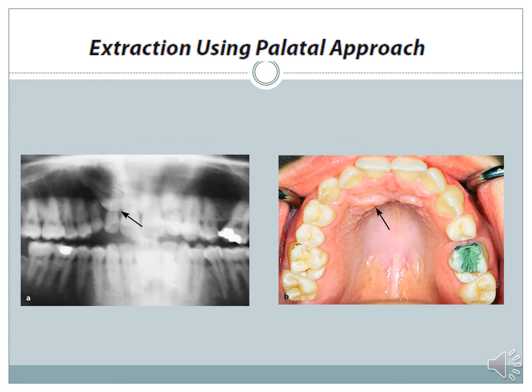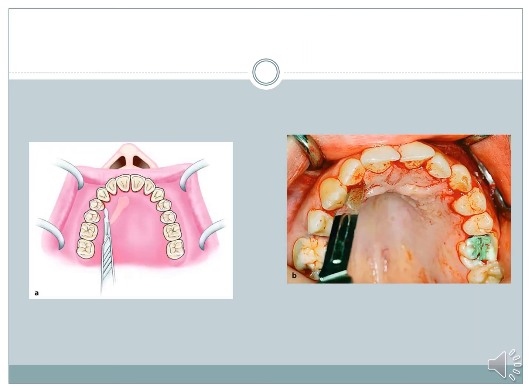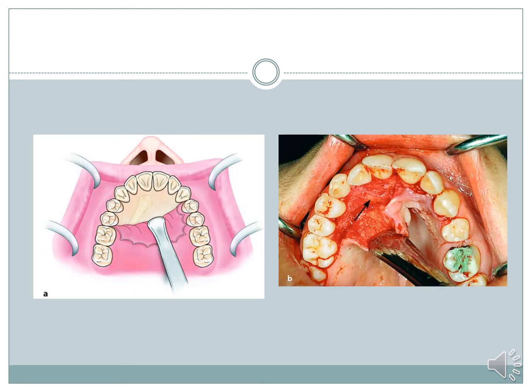This is using the palatal approach. A clavicular incision is placed. The arrow mark shows where the impacted canine is on the palatal aspect. Clavicular incision is placed from canine to canine or the premolar region where the impacted canine is there on the adjacent side.